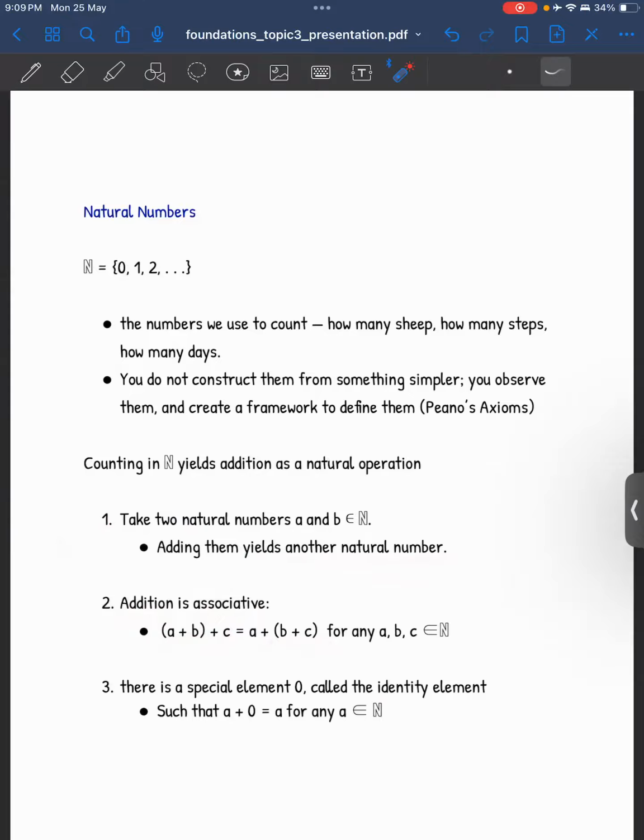Finally, there is a special element 0 called the identity element, such that if you take any natural number a and add 0 to it, you get it back.